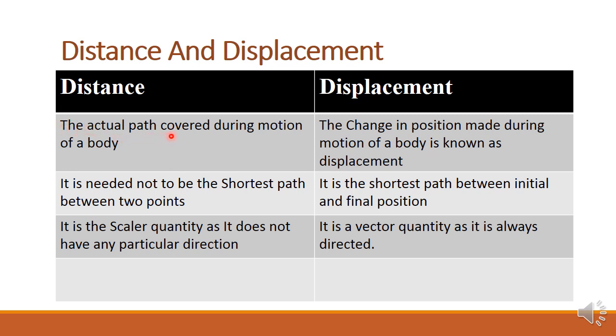The actual path covered during the motion of a body is called distance. If you are traveling from anywhere to any other place, that is the distance. Even if you are taking just 1 foot ahead, that is distance that you are traveling. On the other side, the change in the position made during motion of a body is known as displacement.